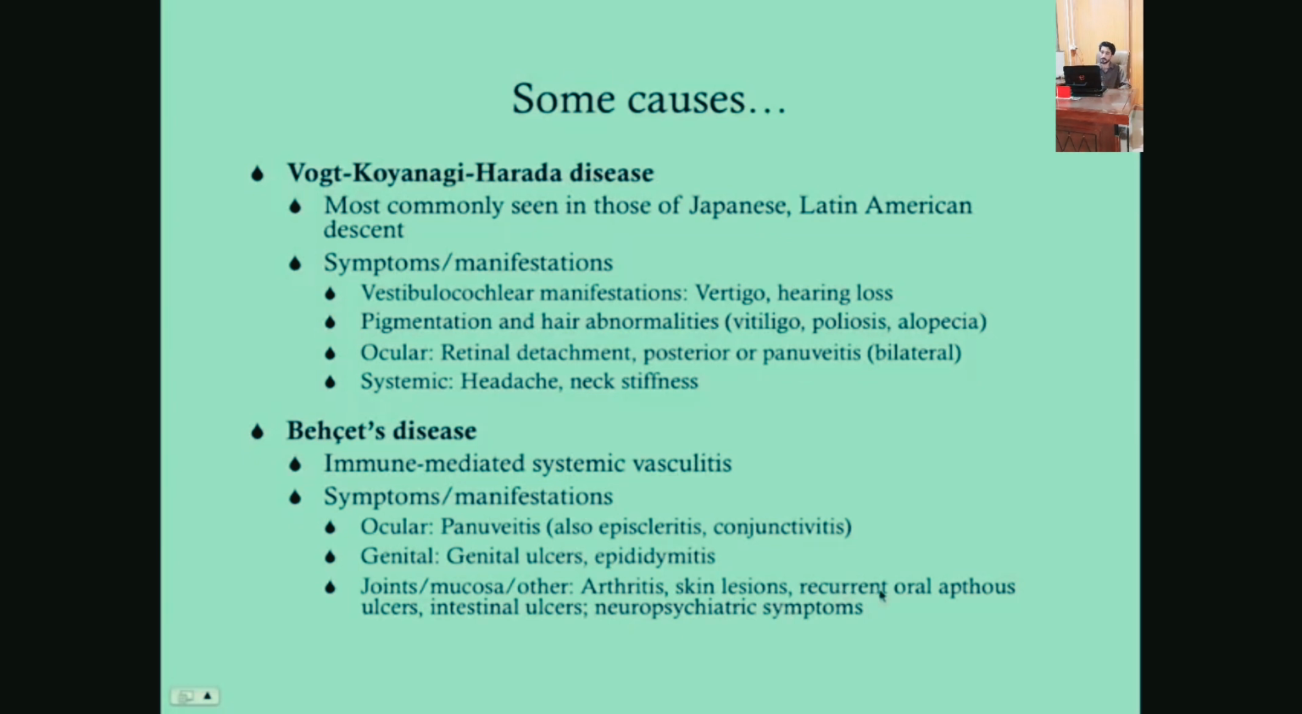very importantly recurrent oral aphthous ulcers, which are just canker sores. You can get intestinal ulcers, which can ultimately cause bleeding in the stool, and then neuropsychiatric symptoms. That's also known as neuro-Behçet's disease, but that can come with Behçet's disease as well. So ocular, genital, and joint and mucosal symptoms. That's what you should remember here.